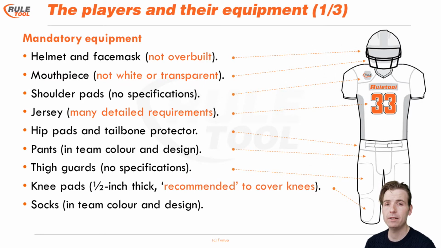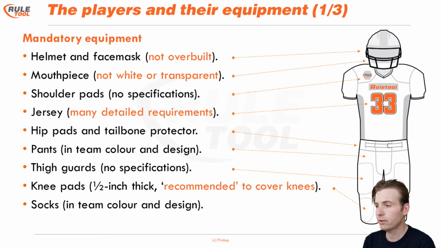So this is a list of mandatory equipment for IFAF and NCAA. Helmets and face masks are required. The face mask should not be overbuilt. Overbuilt face masks, we're going to cover next, are illegal. The mouthpiece must not be white or transparent, so basically when you're walking on the field everyone can see that you're wearing a mouthpiece. Shoulder pads, the jersey. Over the years a lot of different types of jerseys were developed and the rules were developed accordingly, so they are now very specific on what is legal and what is not. We're going to cover that later.